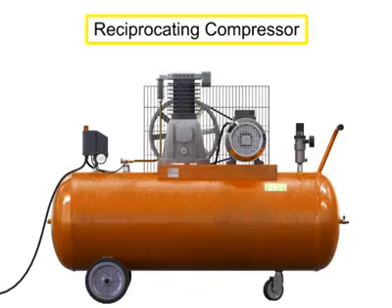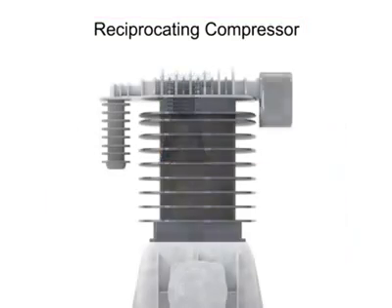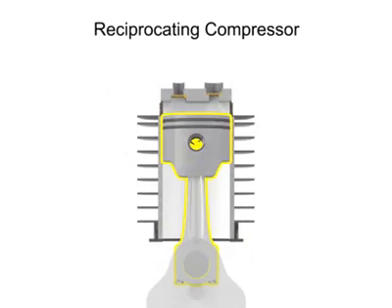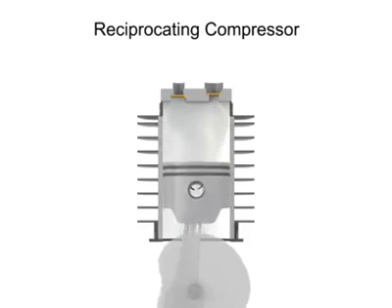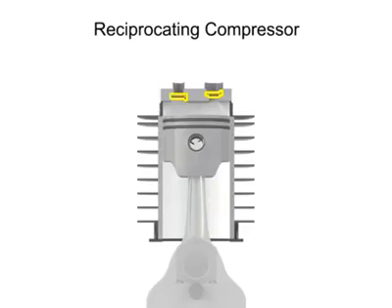A typical reciprocating compressor consists of a housing with an internal piston connected to a crankshaft. As the crankshaft turns, a piston reciprocates within the cylindrical housing. There are two valves at the head of the cylinder, an inlet and an outlet. The inlet, sometimes called the suction valve, allows atmospheric air to enter the cylinder. The outlet, sometimes called the discharge valve, ejects the newly compressed air from the cylinder.